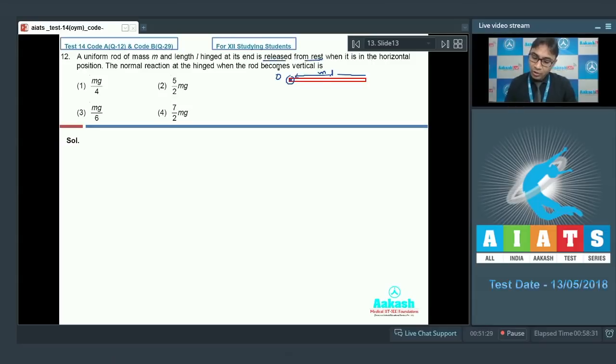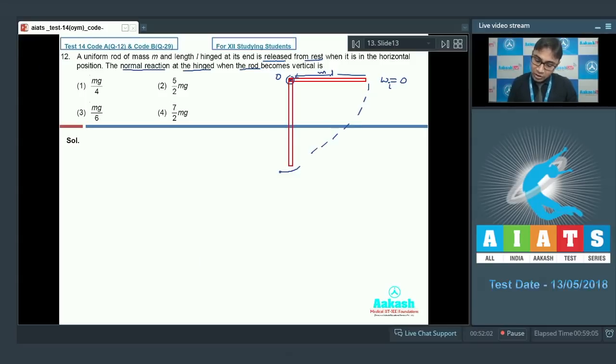It is released from rest. So we can say that the initial angular speed will be 0. So this will be the initial angular speed of the rod. Now the question says to find the normal reaction at the hinge when the rod becomes vertical. That means finally the rod becomes vertical like this. If the rod becomes vertical, it must have rotated through this angle pi by 2.